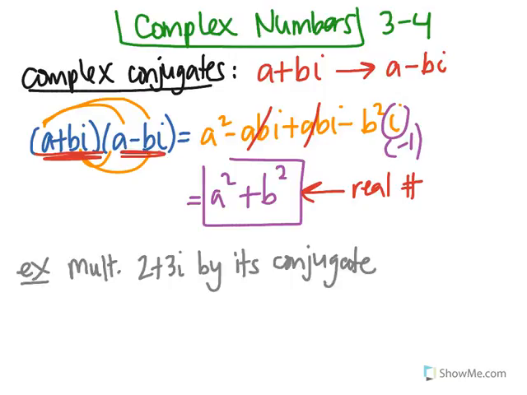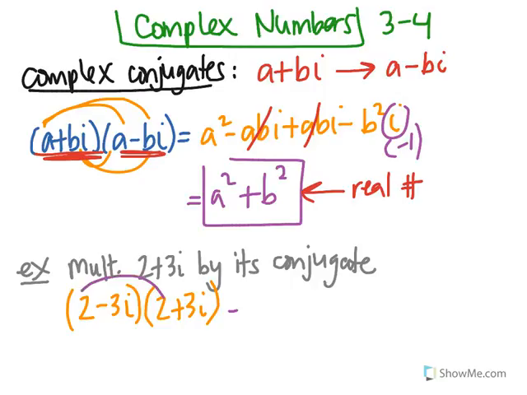So a numerical example would be to take 2 plus 3i and multiply it by its conjugate. So all you need to do is change the sign on the imaginary part. So it would be 2 minus 3i. And then we're going to multiply that by 2 plus 3i. So I'm going to go ahead and FOIL this out.